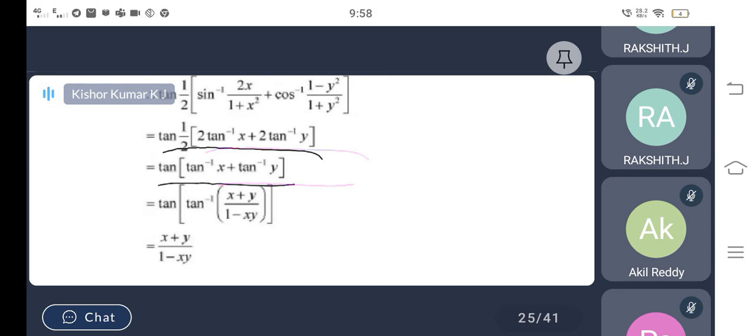Also, we know the formula for tan inverse x plus tan inverse y, so just replace it. Don't forget to keep the tan function as it is until it vanishes. Within the bracket, the formula gives tan inverse x plus tan inverse y as tan inverse of x plus y by 1 minus xy. We can easily cancel tan and tan inverse, since they are inverses of each other. Finally, we are left with x plus y divided by 1 minus xy.